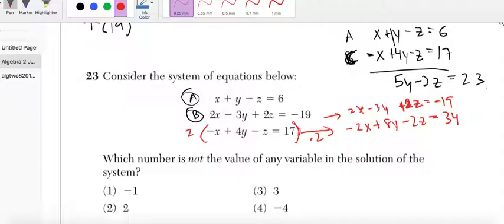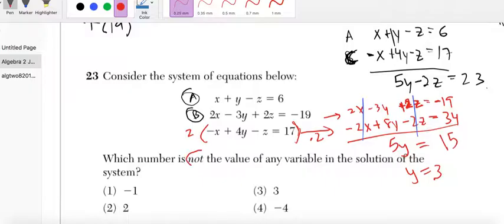Right, it's plus 2z. The two x's cancel out, which is what we wanted. Negative 3y plus 8y is 5y. And we're in luck because not only do the x terms cancel, but the z terms also cancel out. Usually that doesn't happen. Negative 19 plus 34, if you put in the calculator, is 15. Divide by 5 on both sides, you get y equals 3.